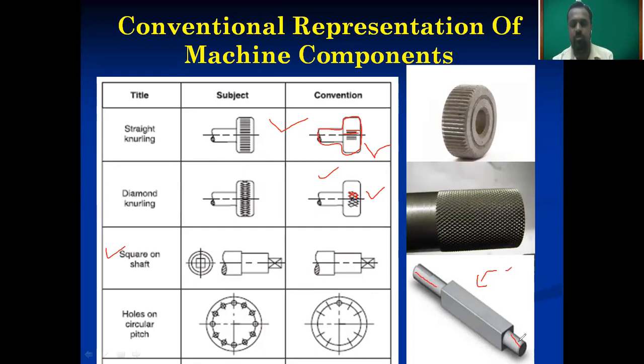Okay, if such a structure or such a component is there, then how do we represent this type of component with the help of conventional representation? Now see, this is the symbol for the shaft, we know that, and when there is a square, then we have to draw the convention like this. This convention represents a shaft, and on that shaft we are providing a square.